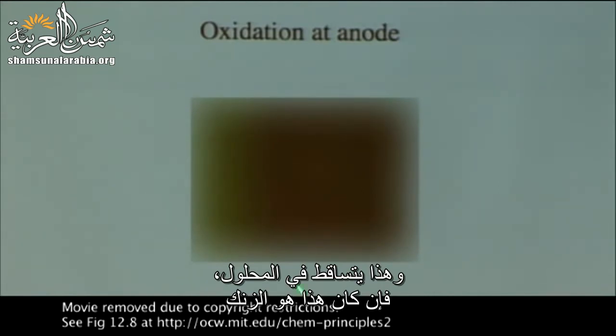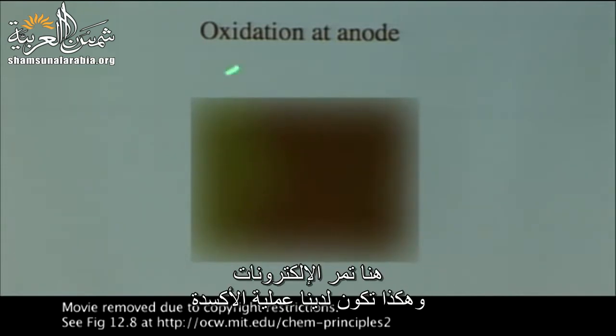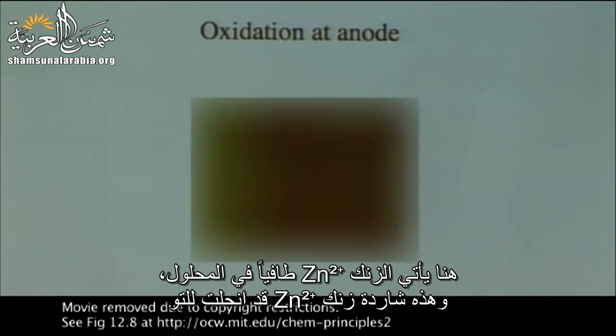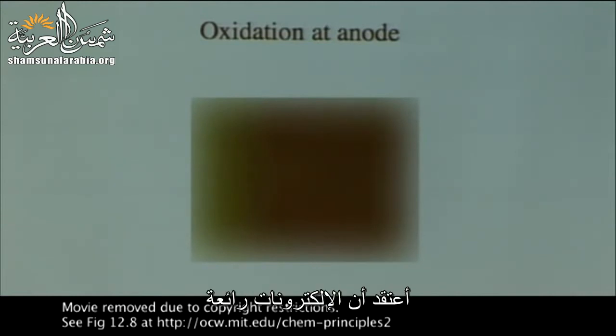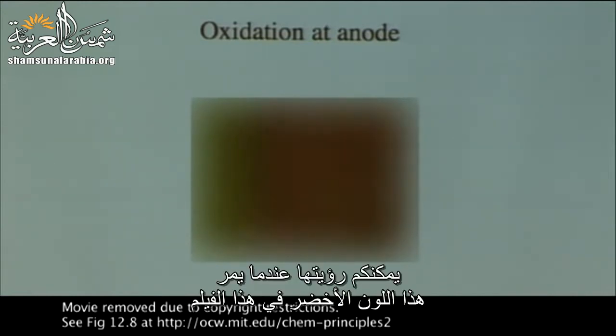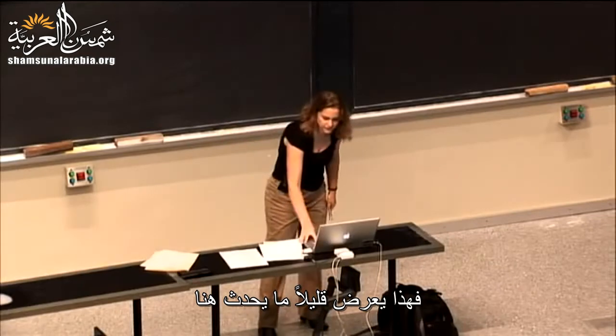If this is zinc, then as this is happening, we have a zinc plus 2. Now it's aqueous. Oh, there go electrons. We have our oxidation. Here comes off zinc plus 2 floating around. There's another zinc plus 2 that just came off. And so our electrode here is being consumed as this oxidation occurs. I think it's really cool. The electrons, you can see them as this green going along in this movie. So this is a little thing to think about what's happening.